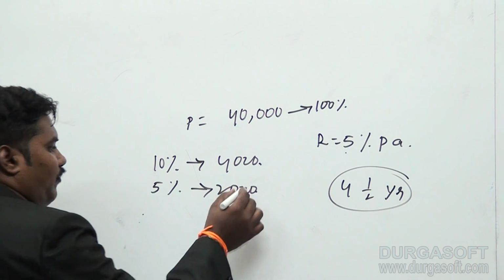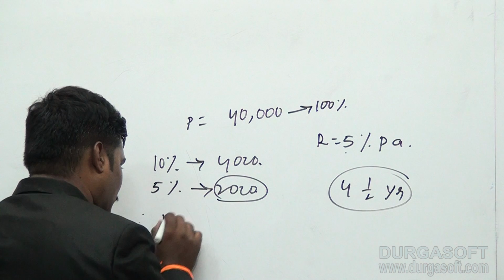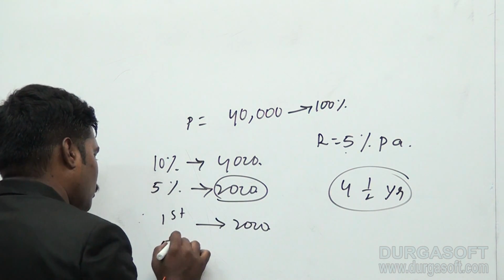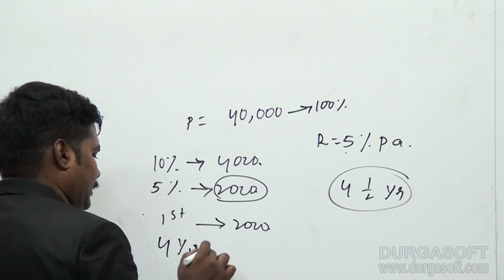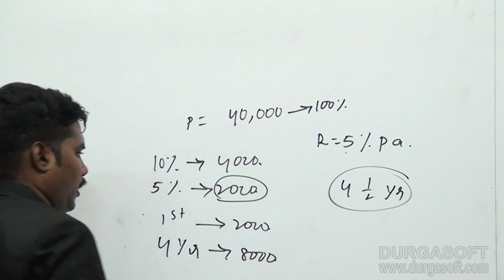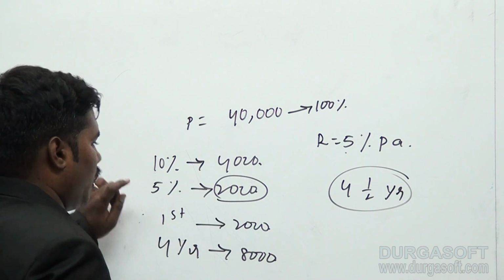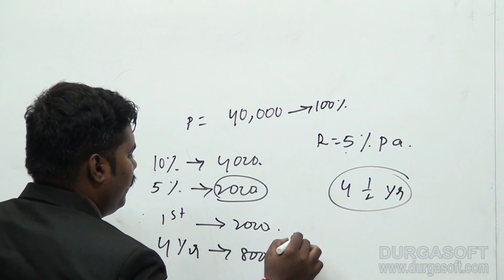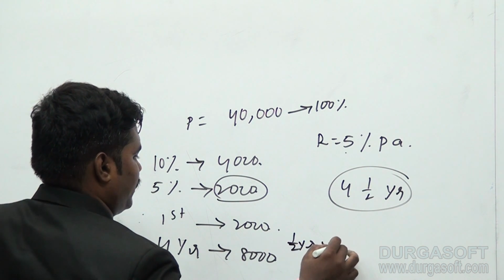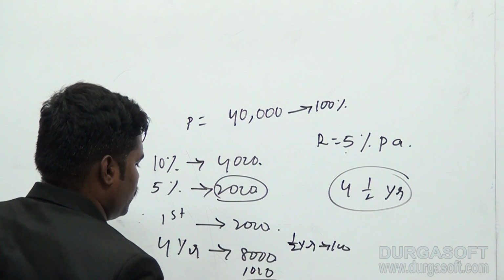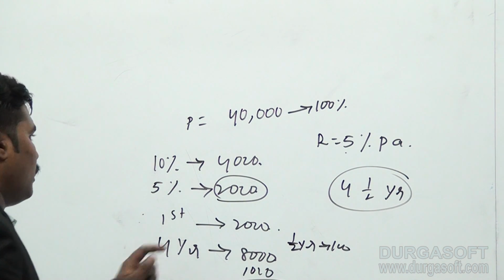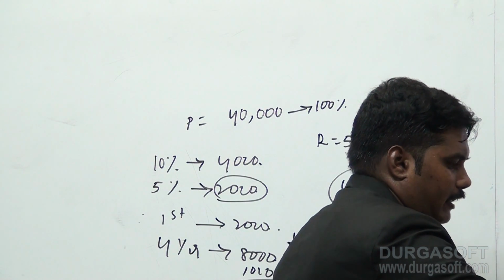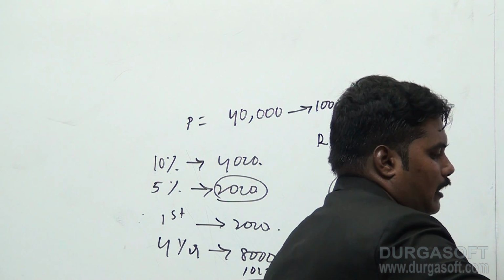So for the first year it is 2,000. For 4 years it is 8,000. For 1 year it is 2,000, for half year it is 1,000. So when you add 1,000 to this, you get 9,000 as interest. 9,000 plus 40,000, what is the answer? 49,000 is the answer. That is the final amount. So here the answer is C.